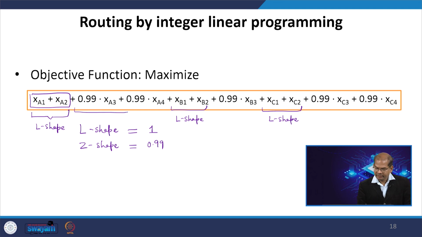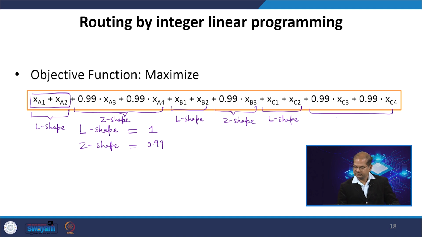Then XA3, XA4 are Z shape. Similarly, XB3 is Z shape, this is Z shape, and this is also Z shape. So, whenever I have a Z shape structure, I will multiply that net with 0.99, and whenever I have an L shape structure, I multiply that net with 1.